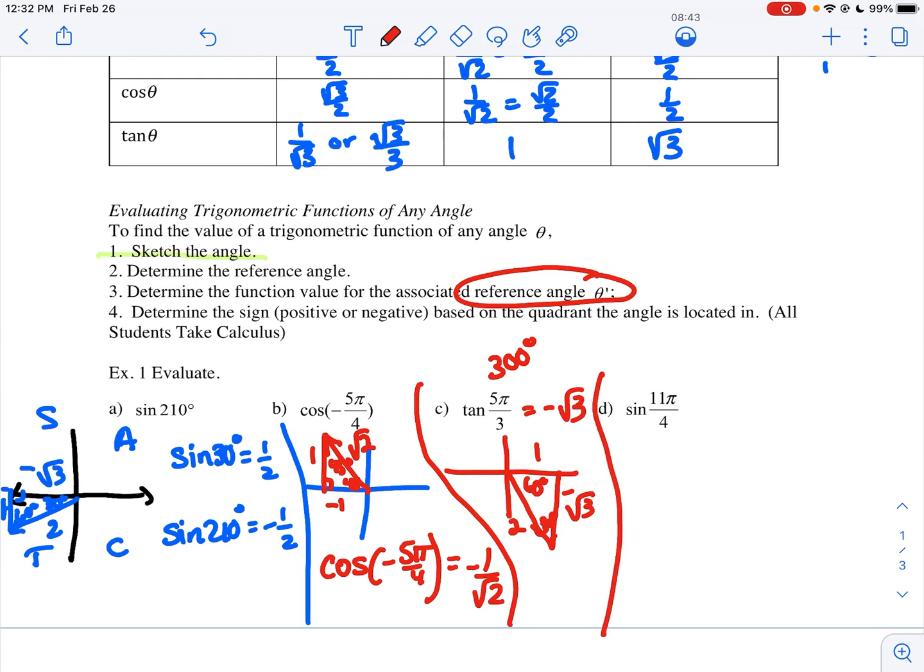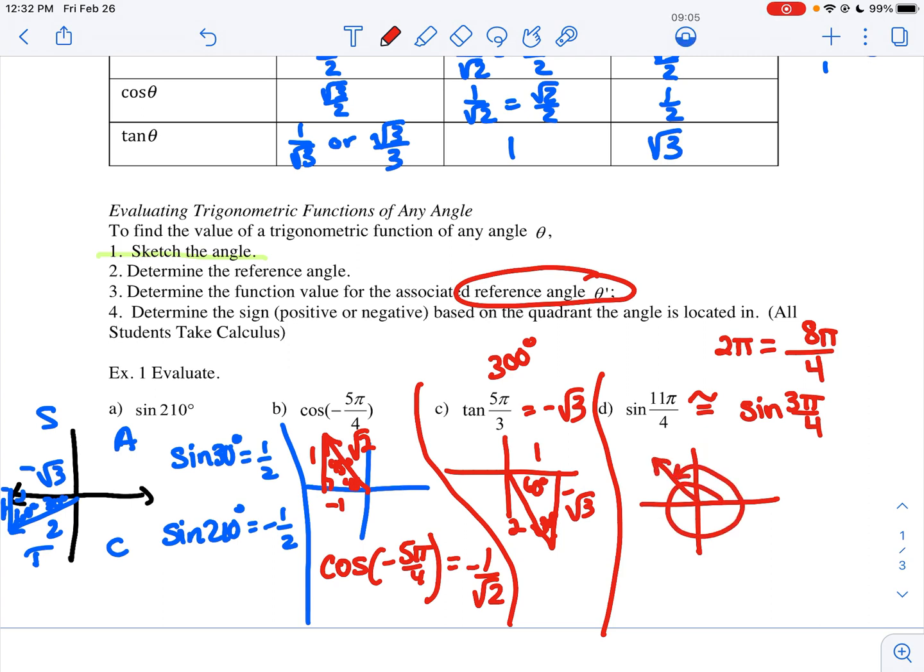All right, letter D. 2 pi, if I put a denominator of 4, would be 8 pi. So this is now more than one time around. So this is equivalent if I subtract 8 pi. So if I actually were to draw this, this is one full time and another. So then that's a 45, 45, 1, 1, radical 2. So that is 1 over radical 2.